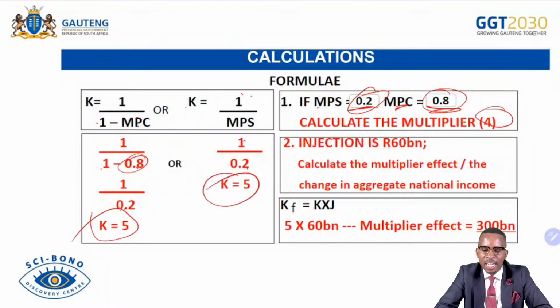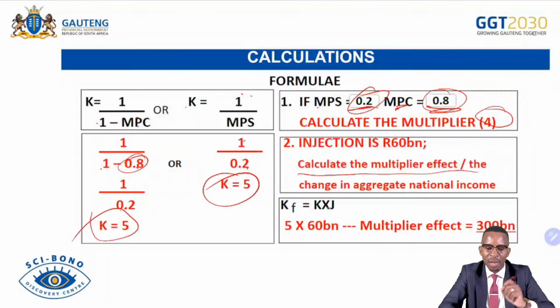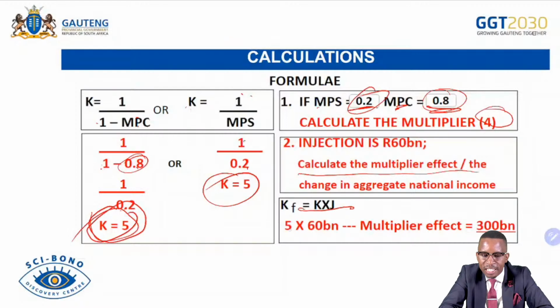Injection is 60 billion. Calculate the multiplier effect or the change in the aggregate national income. We go back to the formula. We say multiplier effect equals K times J. What do we do then? We say K that we got here, which is 5. We say 5 multiplied by 60. 60 is an injection, so that is J. 5 is K, which is the value of the multiplier. Then the multiplier effect or the change in national income is 300 billion. That's how we calculate the multiplier.